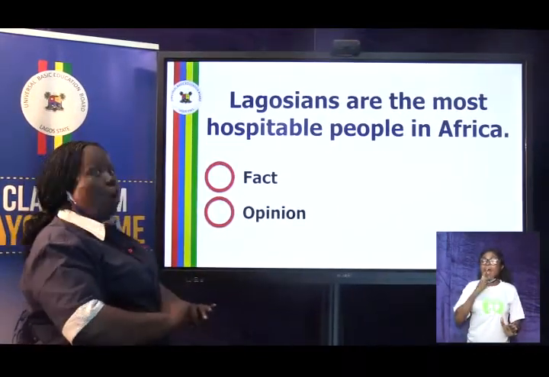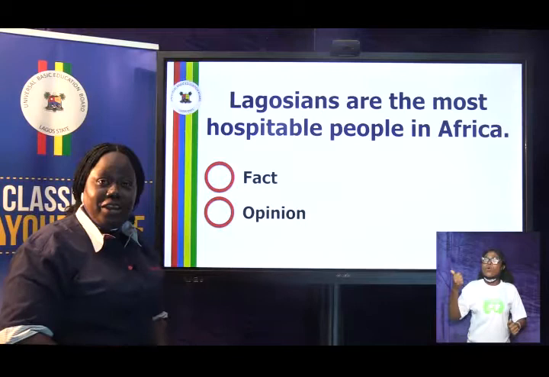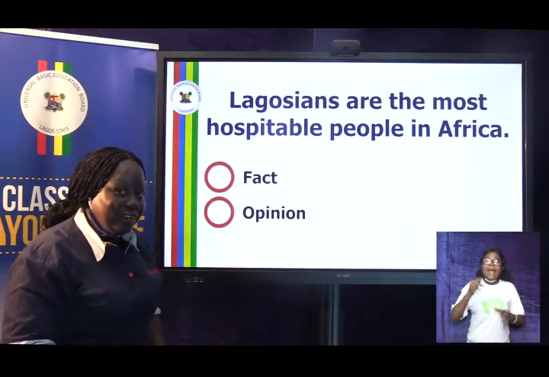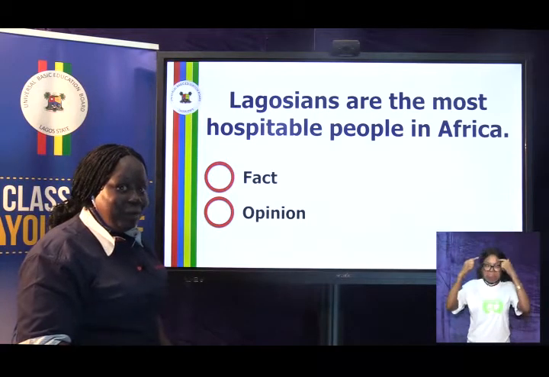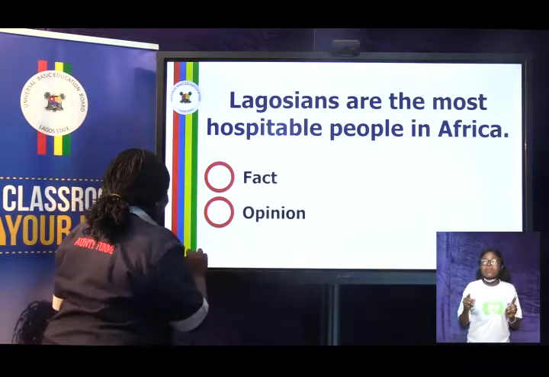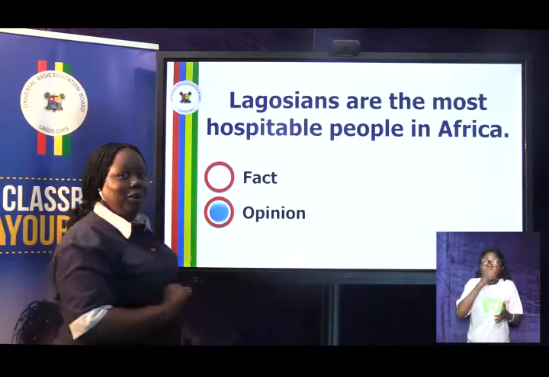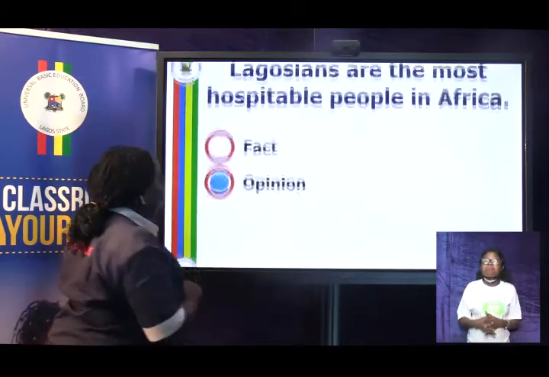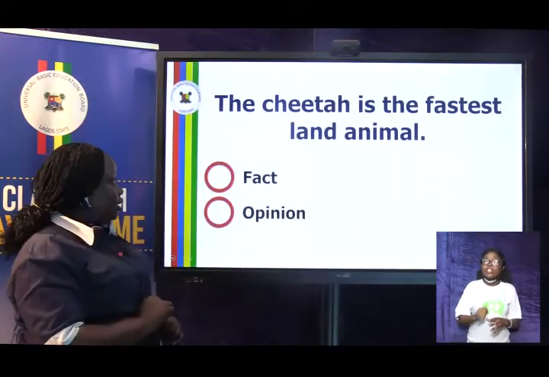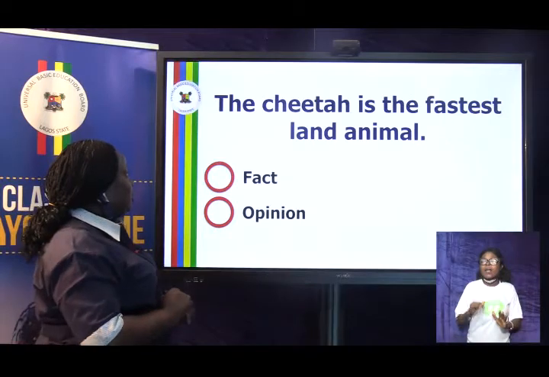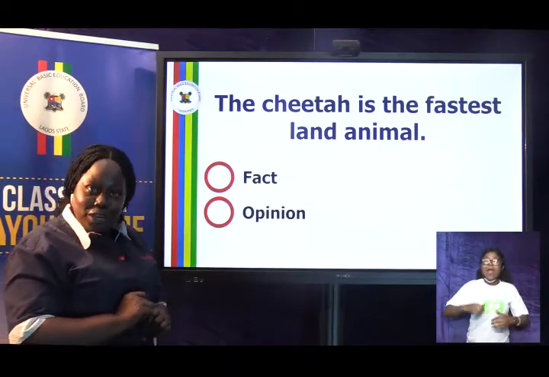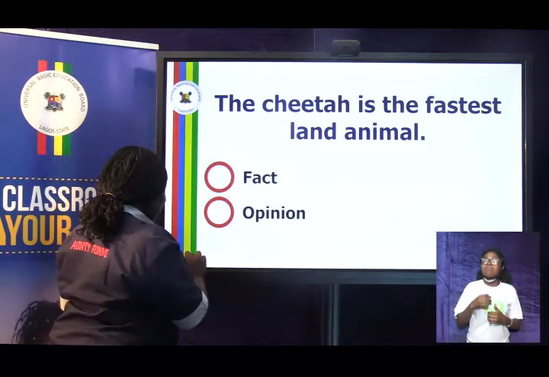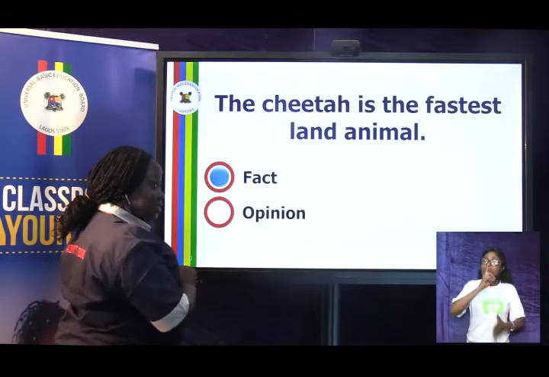Lagosians are the most hospitable people in Africa. Fact or opinion? Ah, you're undecided about that. Okay, I can hear that. It's an opinion, yes. The cheetah, you know cheetah? Yes. The cheetah is the fastest land animal. Fact or opinion? It's a fact.